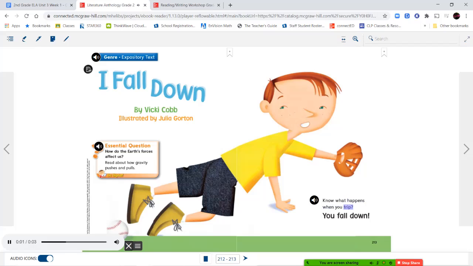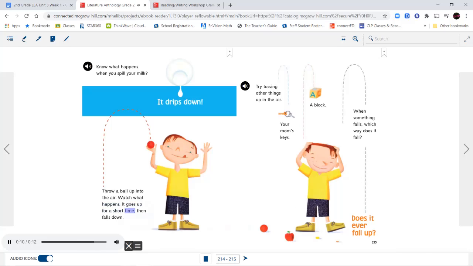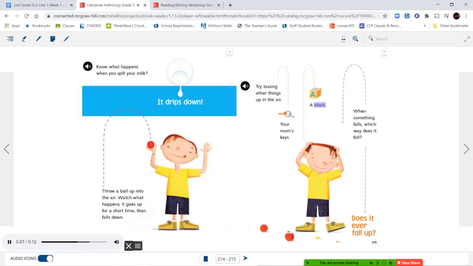Know what happens when you trip? You fall down. Know what happens when you spill your milk? It drips down. Throw a ball up into the air. Watch what happens. It goes up for a short time, then falls down. Try tossing other things up in the air. Your mom's keys. A block. When something falls, which way does it fall? Does it ever fall up?